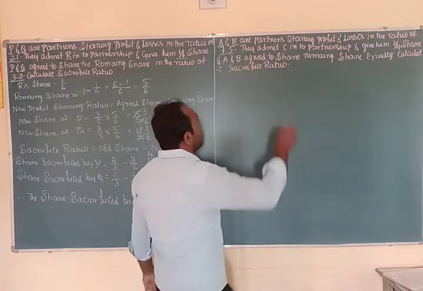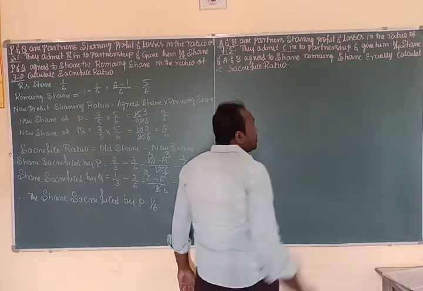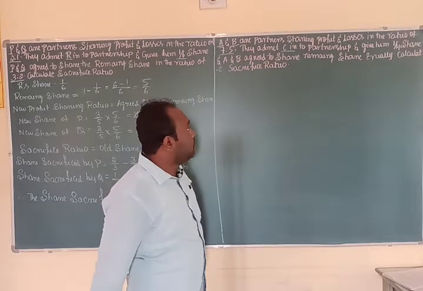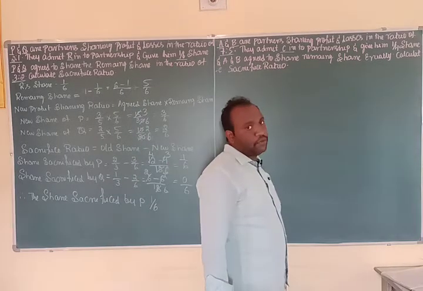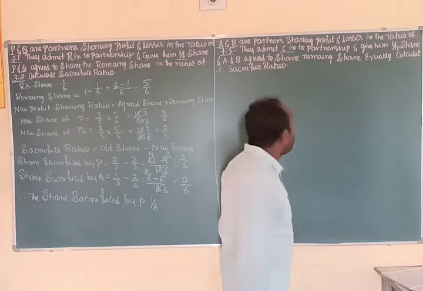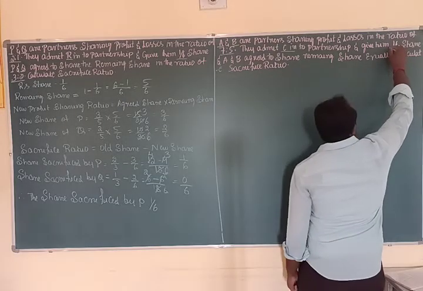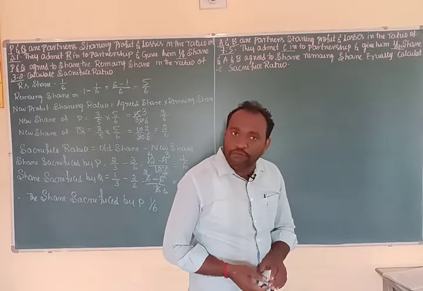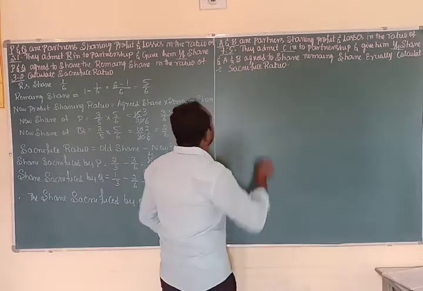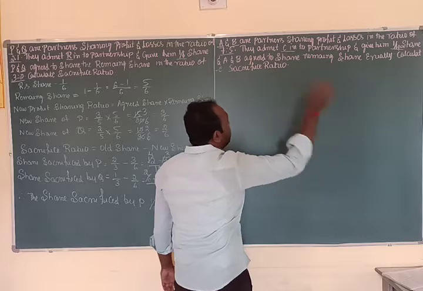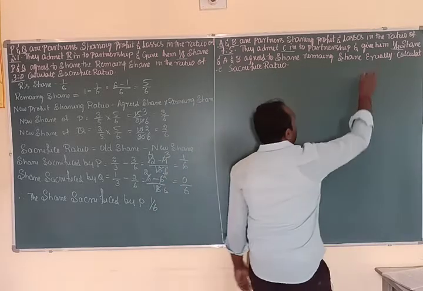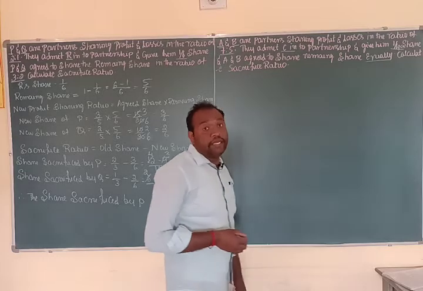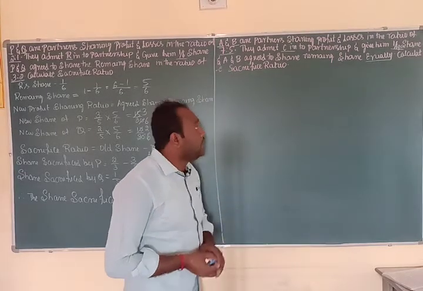After that, they admit C into the partnership. Who is the new partner here? C, as a new partner into the partnership firm. They give him a new share of 1 by 4th. After that, A and B agreed to share the remaining share equally.